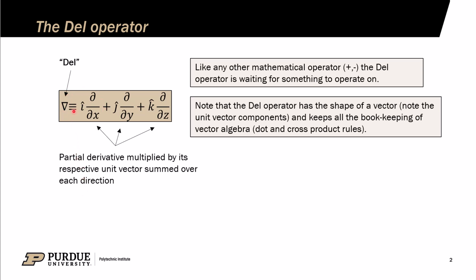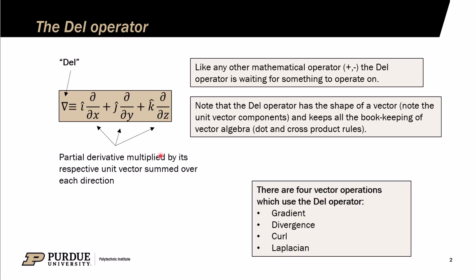Now, the result of your del operator depends on which operation you're performing. And there are four vector operations which use the del operator: gradient, divergence, curl, and Laplacian.